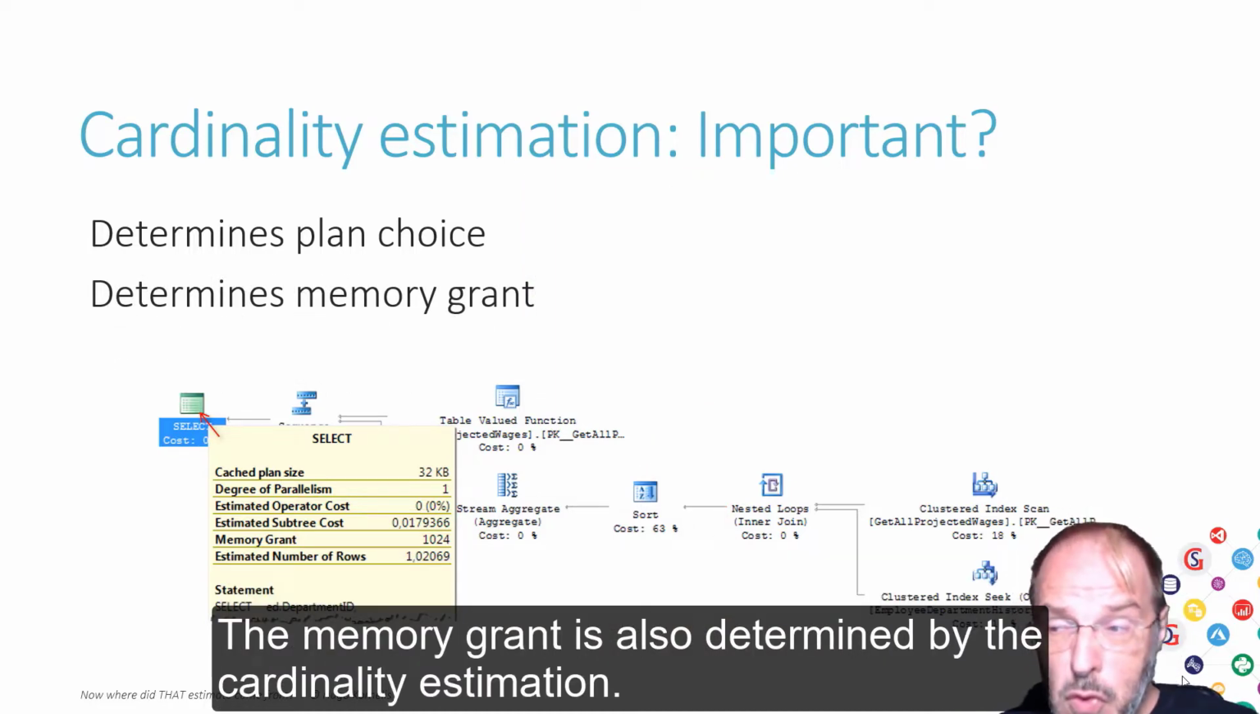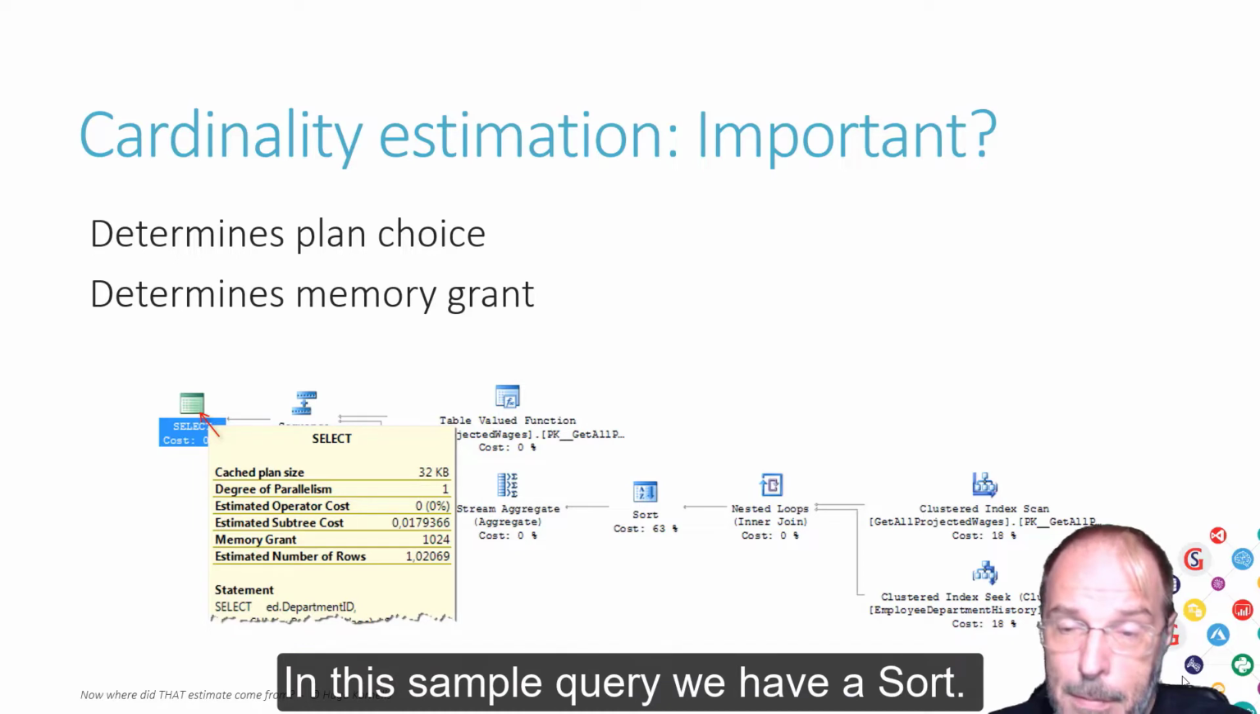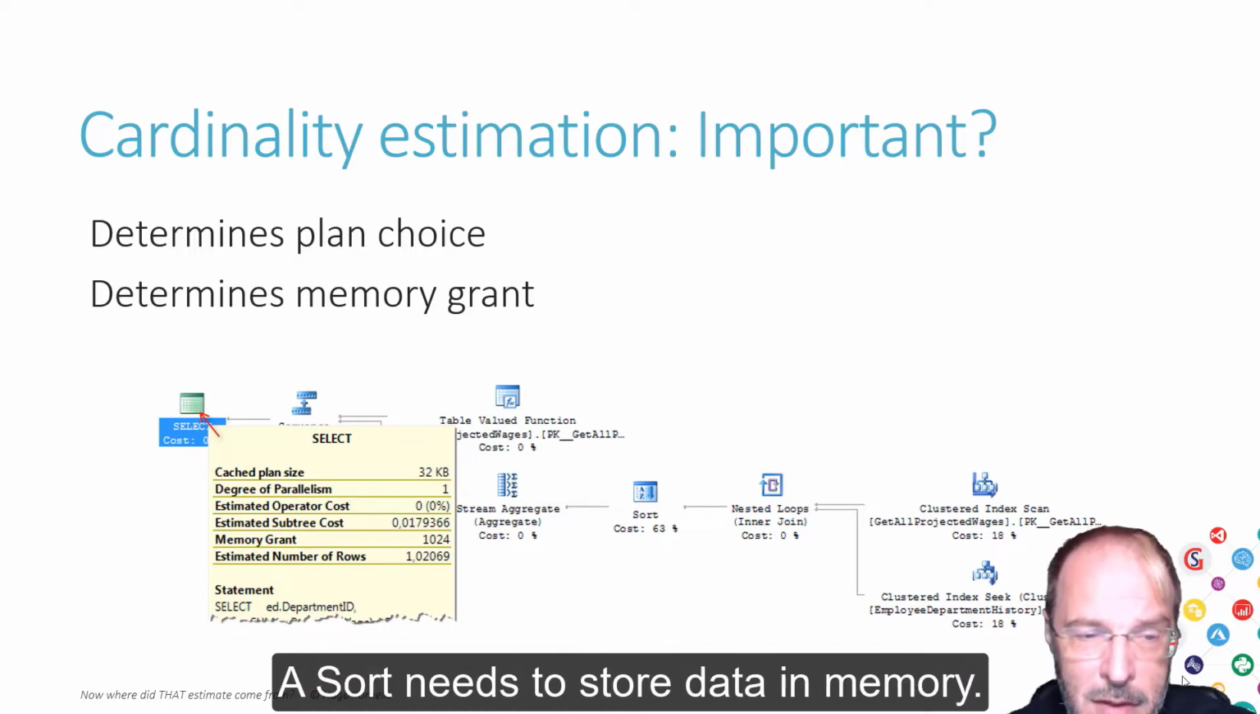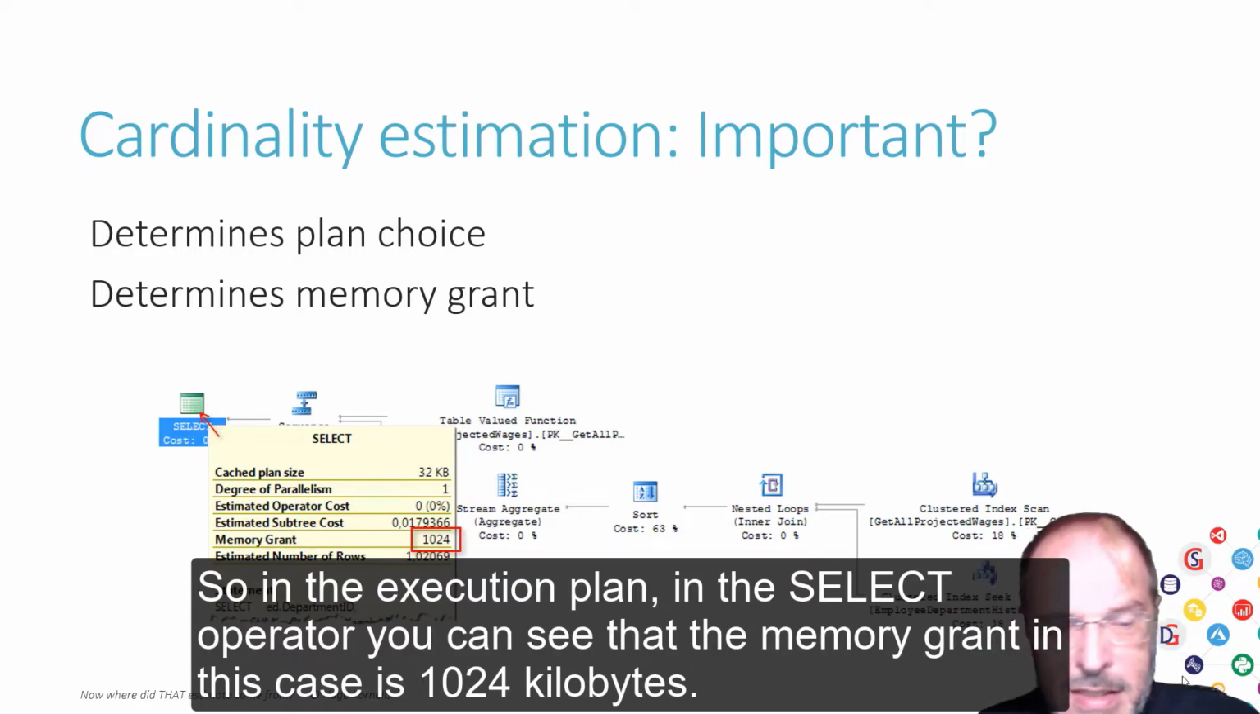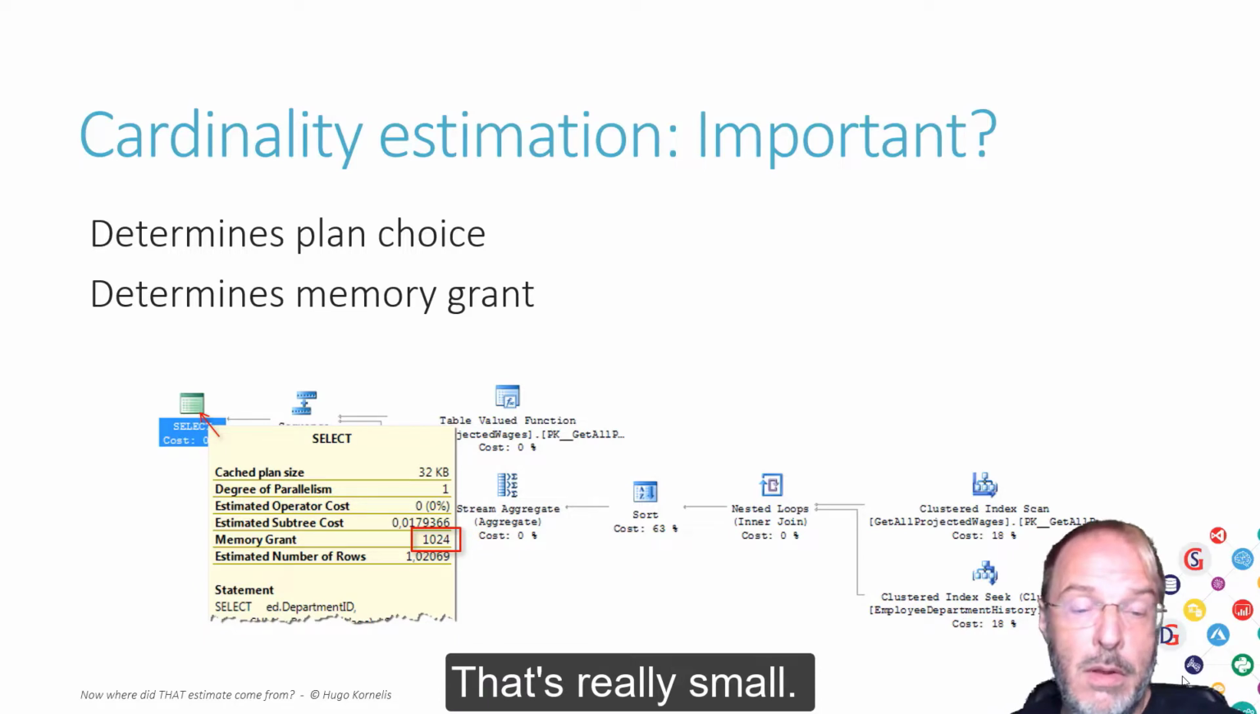The memory grant is also determined by the cardinality estimation. In this sample query, we have a sort. A sort needs to store data in memory. That memory needs to be pre-allocated. So in the execution plan, in the select operator, you can see that the memory grant in this case is 1024 kilobytes. That's really small.